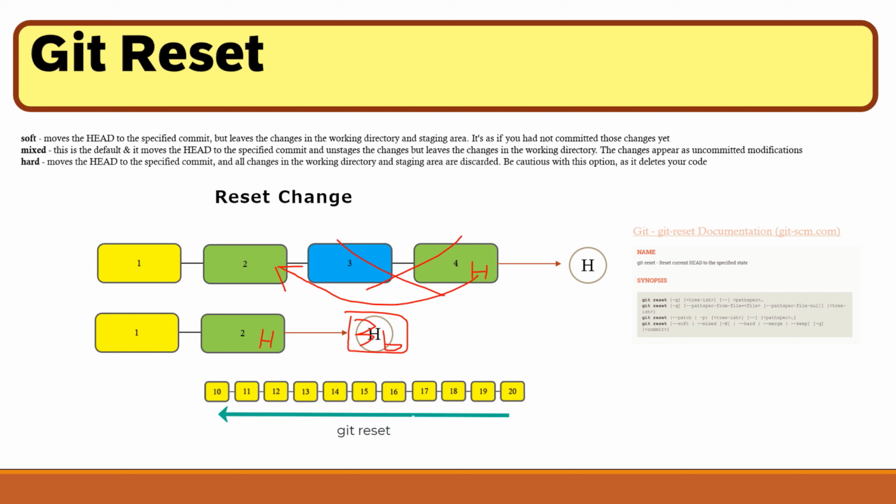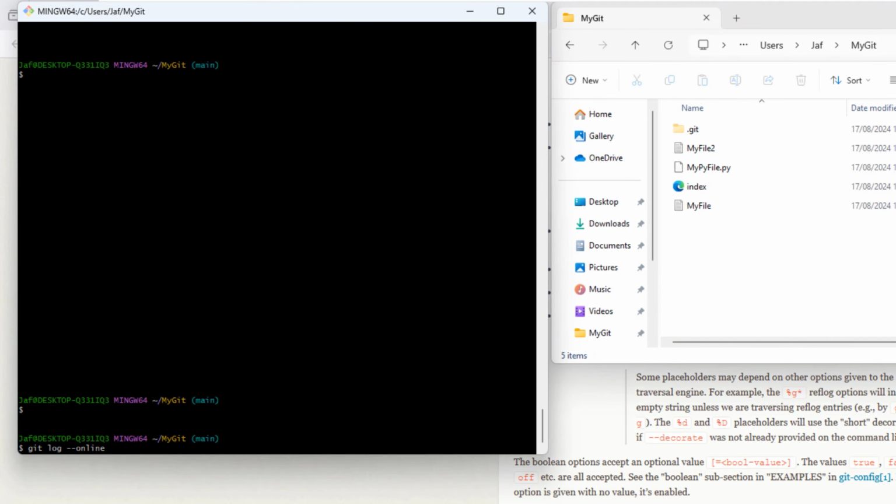So commit number 11 to commit 20 were all very small updates. So it would make sense to combine them all into a single commit before you share your work with other developers. That's one use case of using git reset. Now we are back on Git Bash.